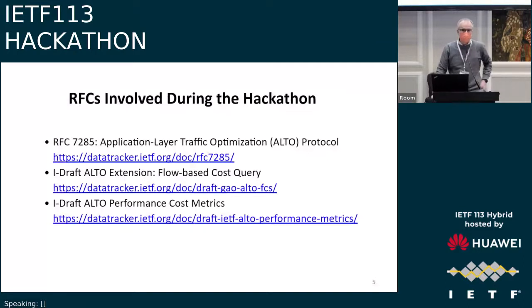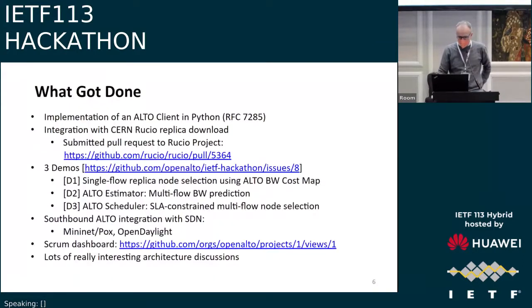The RFCs involved in this hackathon are in this slide. What got done? Implementation of an Alto client in Python, based on RFC 7285. Integration with the CERN Rusio replica download. Out of this hackathon, we actually submitted a pull request against the Rusio open source project. That will extend it with the capability to choose the algorithm upon which you make those decisions on where to download the replica from, based on network conditions.